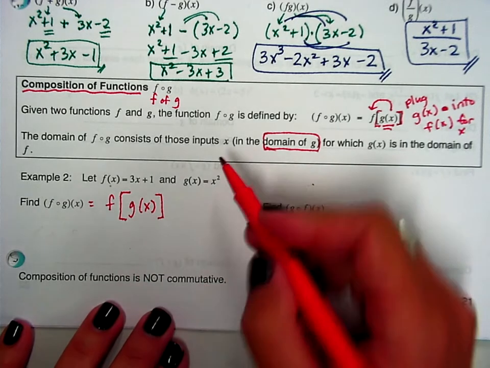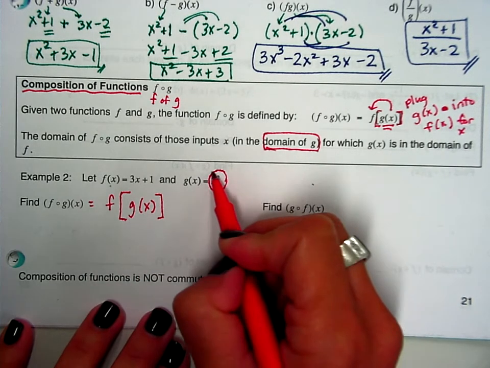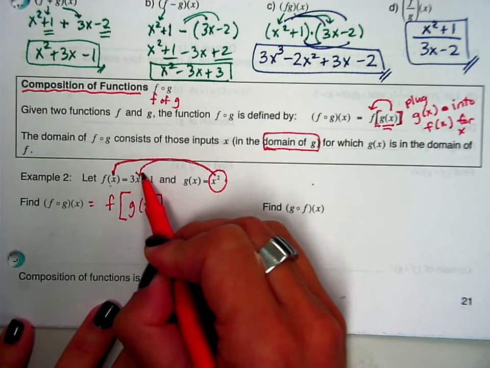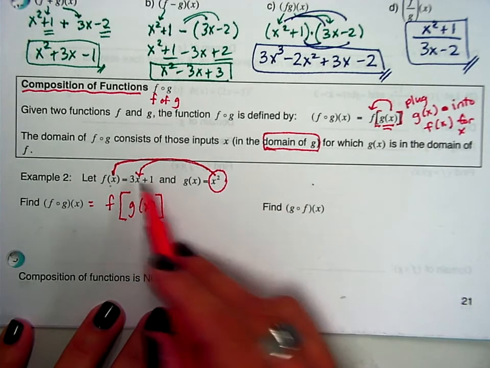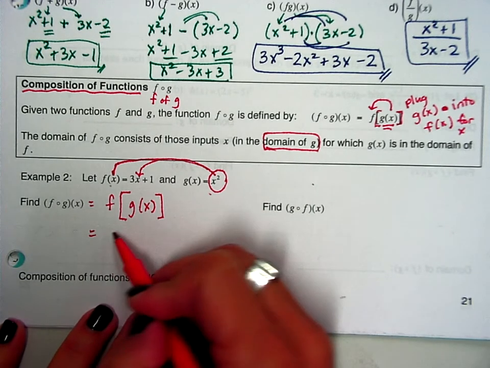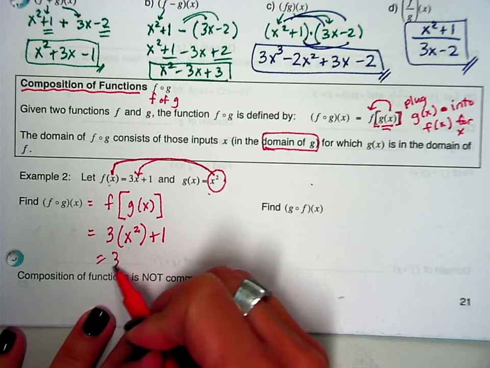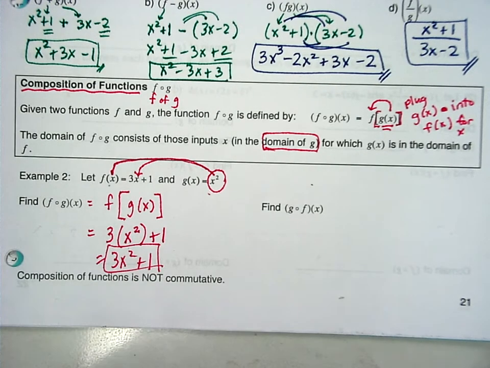It means I'm taking all of g of x, which in this case is x squared, and I'm plugging it into the f function for x. So instead of x here, I'm replacing x with x squared, since that's the g of x function. So this would look like 3 times x squared plus 1. Now that's just 3x squared plus 1, and we're done. Okay, does that make sense?